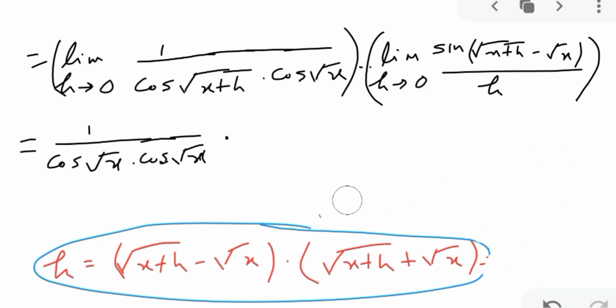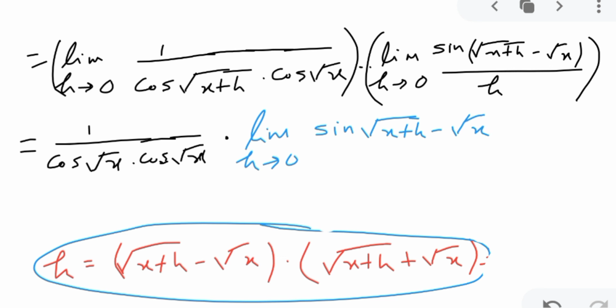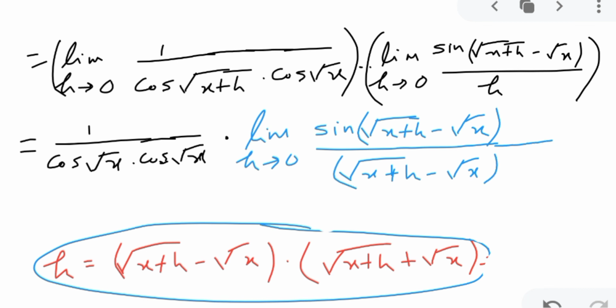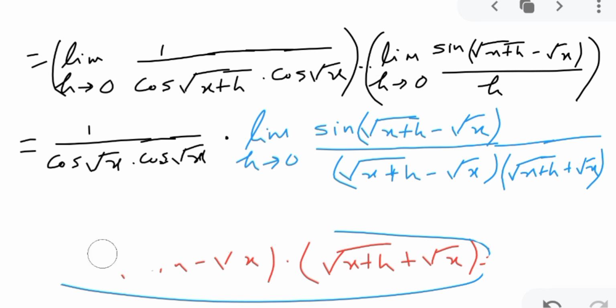So I will write h like this. So limit h tends to 0, sine of root over x plus h minus root x, divided by h, I am writing as root over x plus h minus root x, into root over x plus h plus root x. Correct? Okay, so I wrote this h like that.